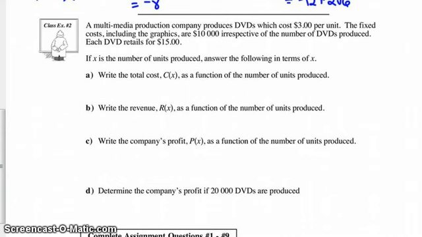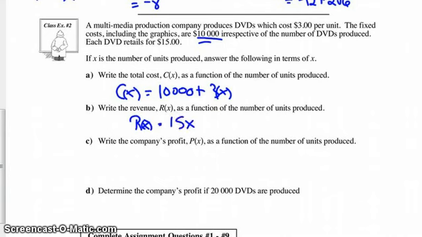So in this case, what is the cost function? What does it cost for every unit that we produce here? Well, if you read carefully, it costs $10,000 no matter how many you produce. Plus, they're going to charge you $3 for every one after that. In terms of revenue, how much money can we make? Well, revenue is equal to $15 per every unit.